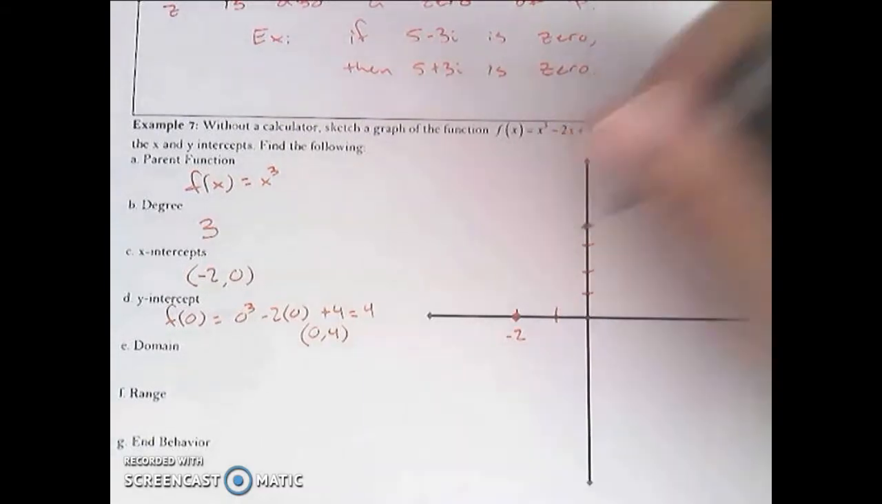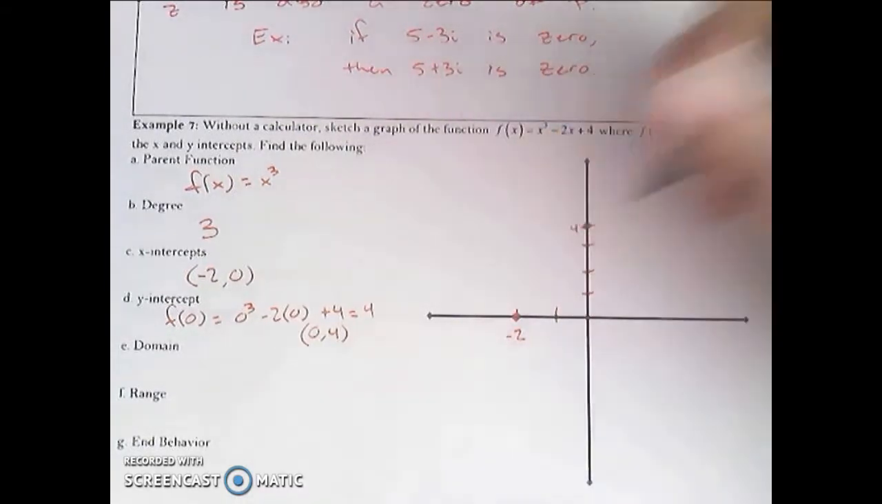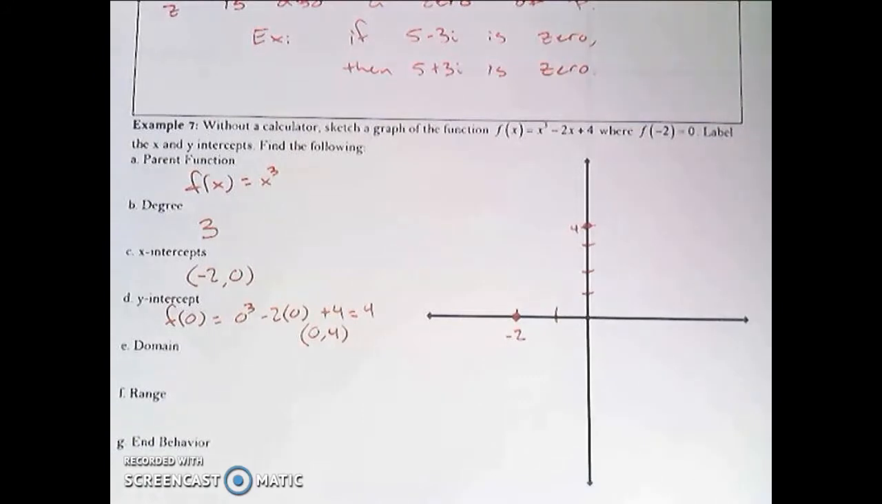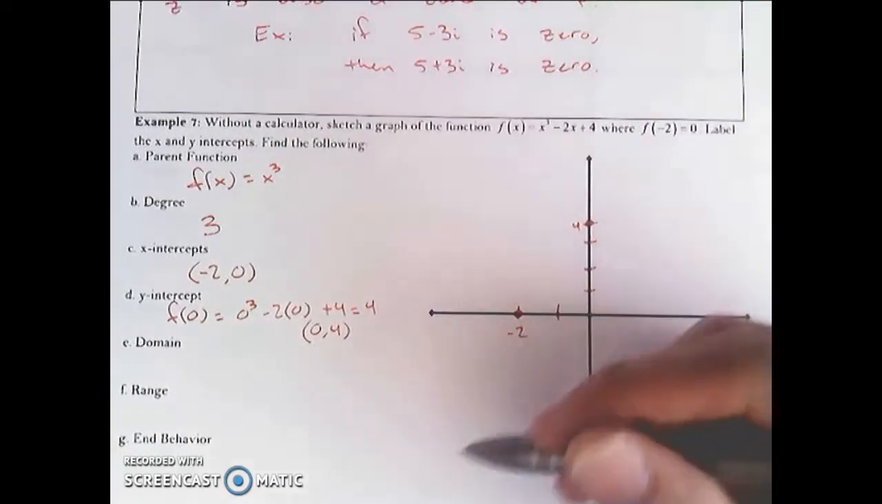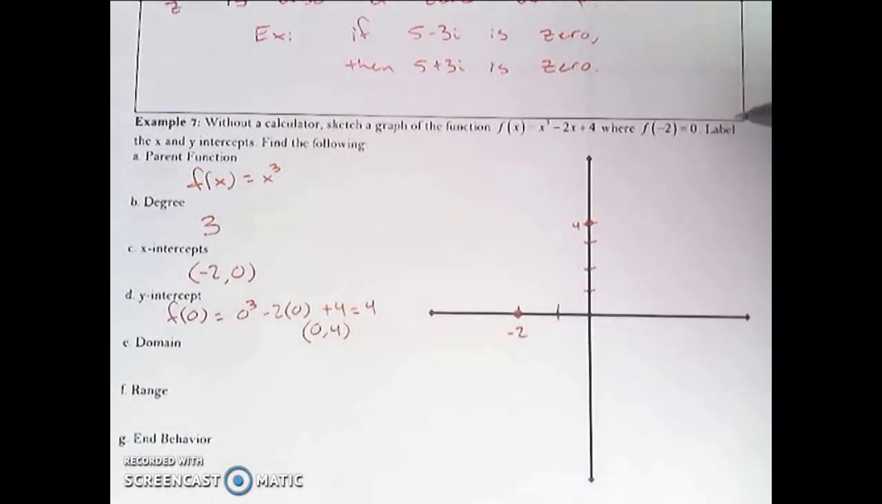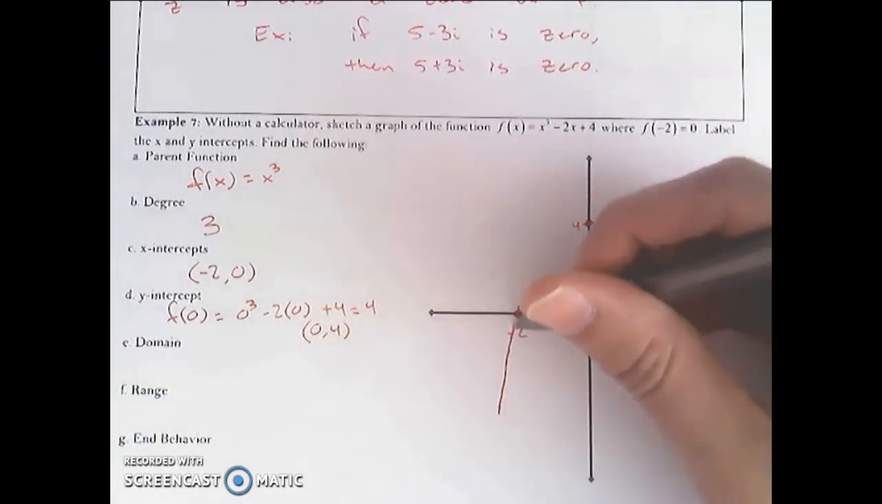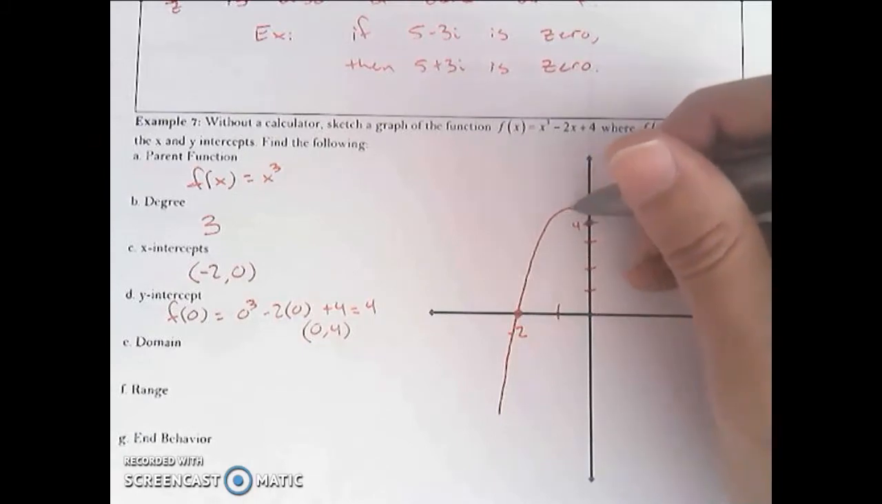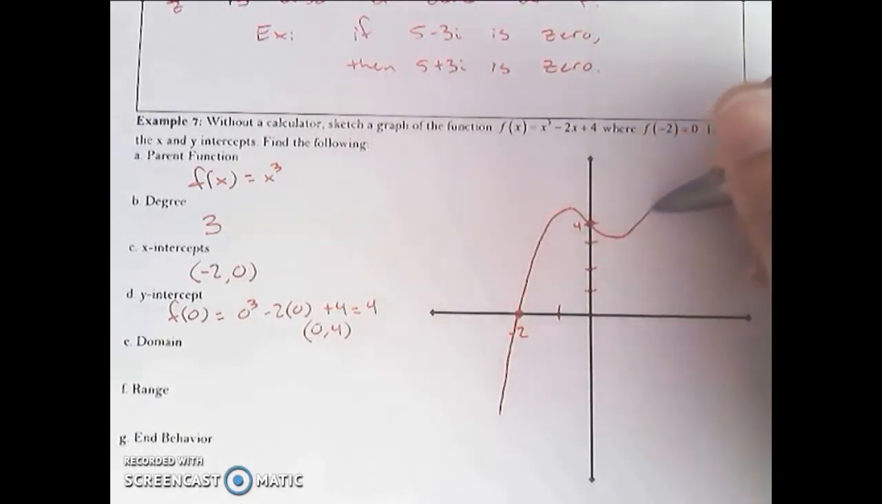So we can plot that. All right. And then we're looking at a cubic with a leading coefficient that is positive. So we know that a cubic with a leading coefficient that's positive starts off in quadrant 3, comes up and continues on to quadrant 1. So we're going to draw that cubic function. Remember, that's that S shape. It's going to come up, back down, and curve back upward.